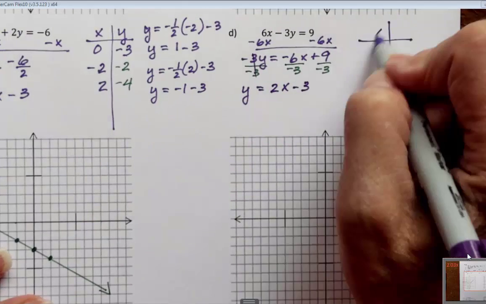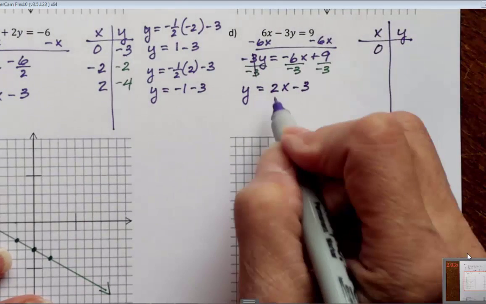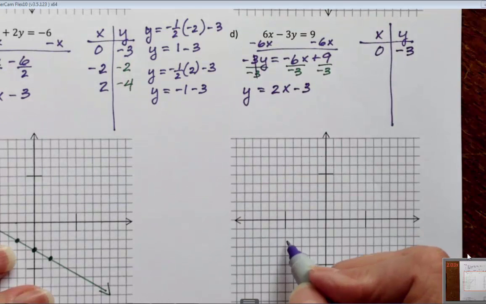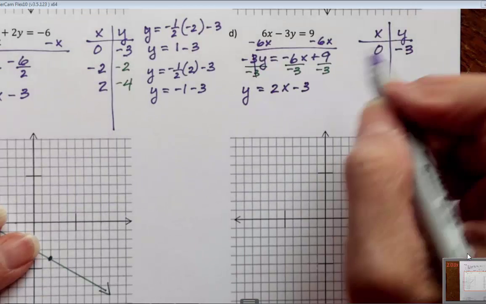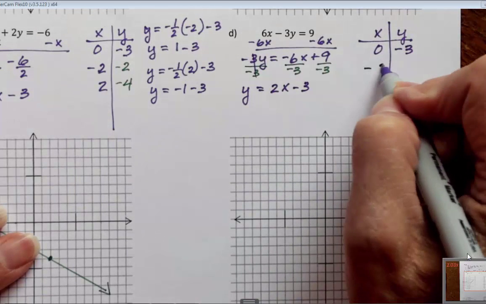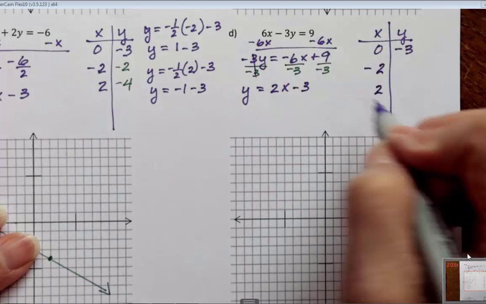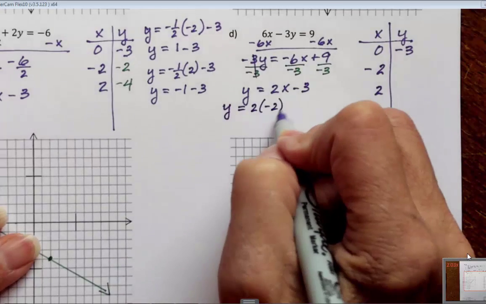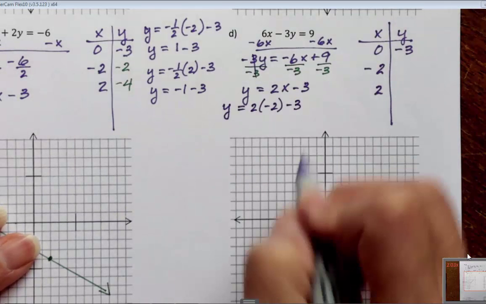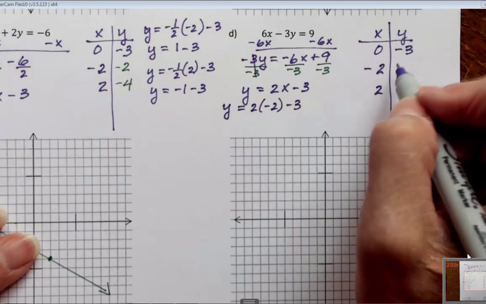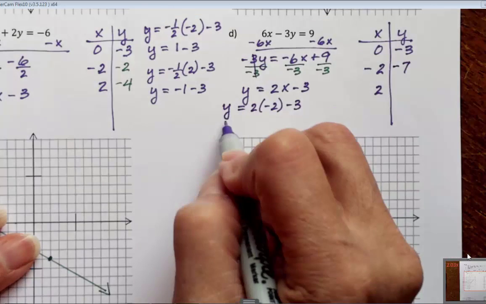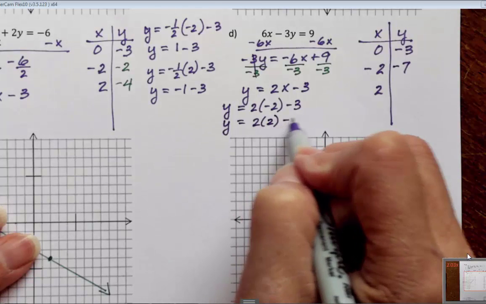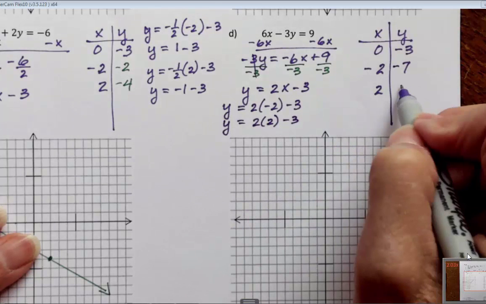Making my t-chart, if I put in 0 for x, this first term disappears, and I'm left over with negative 3 for y. And I seem to be doing very well with my selections for x, so I'm just going to pick negative 2 and positive 2. When I put in negative 2 for x, I end up with y is equal to 2 times negative 2 minus 3. Negative 4 minus 3 gives me negative 7. And when I put in a positive 2, I end up with 4 minus 3, which is 1.